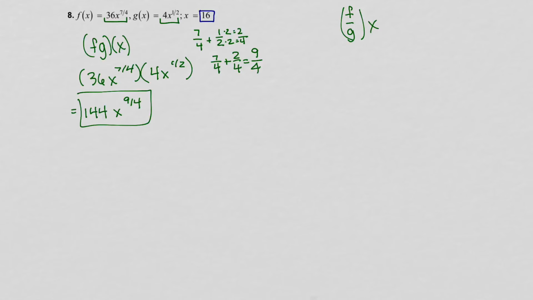So if I were looking to divide those, I've already identified my f of x and my g of x. Well, 36 divided by 4 is 9. There's my x, and now I'm going to remember that I've got 7/4, and that I can make that 1/2 into 2/4. So 7/4 minus 2/4 gives me how many fourths? 5/4.